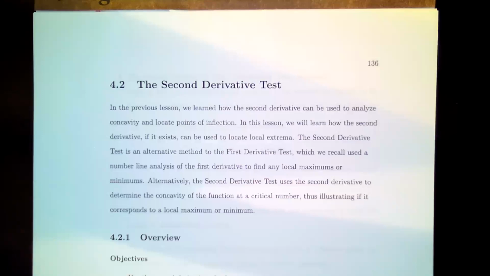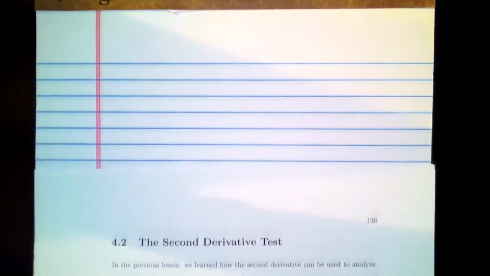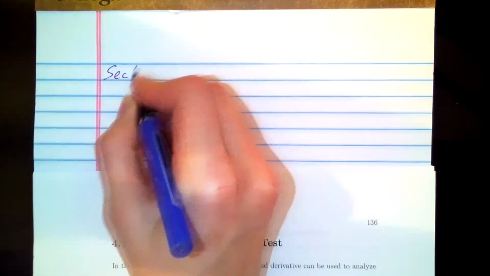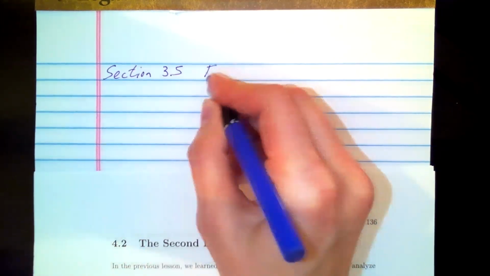But instead of finding intervals where your function is concave up or down, you're going to be using concavity and making connections to how concavity relates to local extrema, something that we've actually seen before. So let's take a walk down memory lane. First, for some context, you might recall from section 3.5, we talked about the first derivative test.